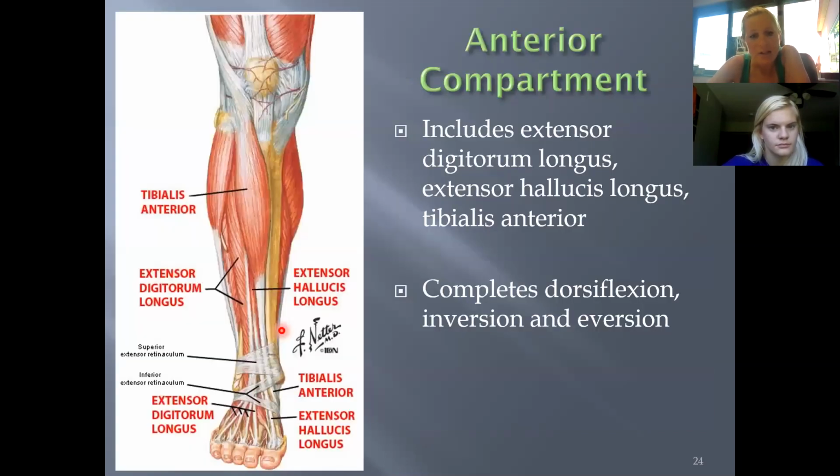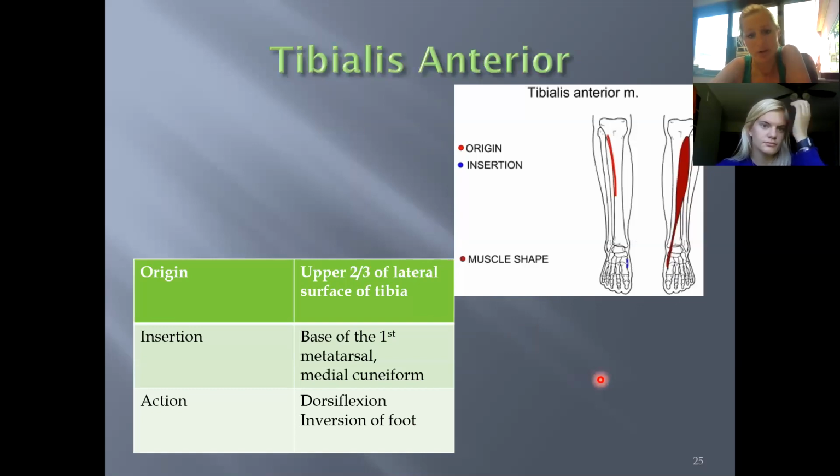And then anterior compartment, again, tib anterior, super easy to palpate and see on your lower extremity if you do dorsiflexion. So again, in that anterior compartment, dorsiflexion is our major priority. However, it can assist with inversion and eversion as well. There's your origin insertion. Again, tib anterior is one of the three where we want to know the origin insertion for.